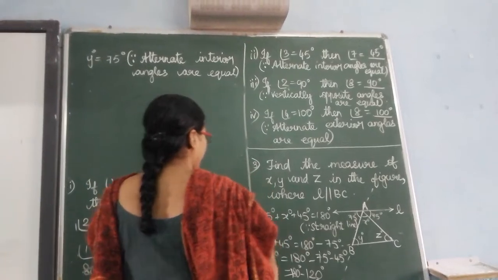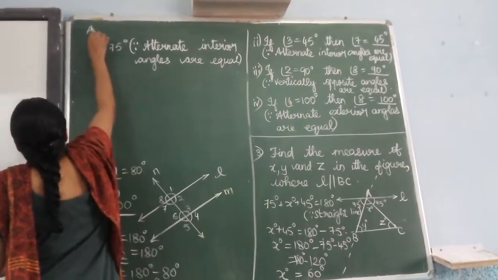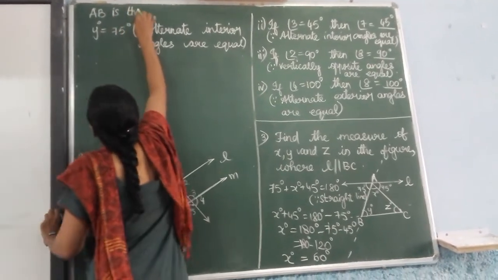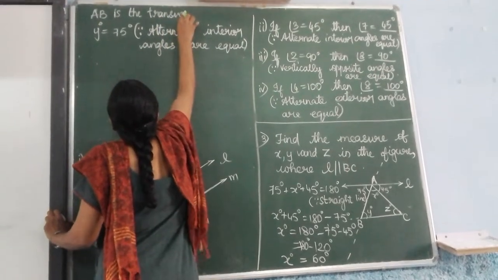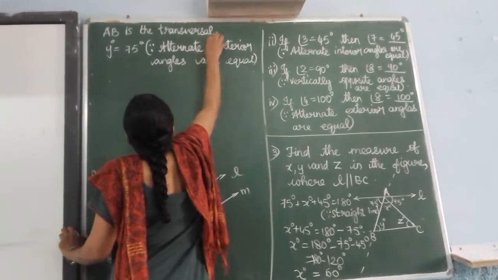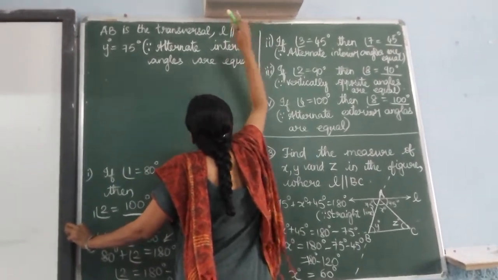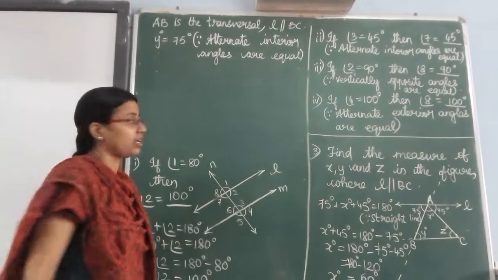So here, what is the condition you have taken? AB is the transversal that you have taken. And you know that L is parallel to BC. For this condition we got y is equal to 75 degrees.